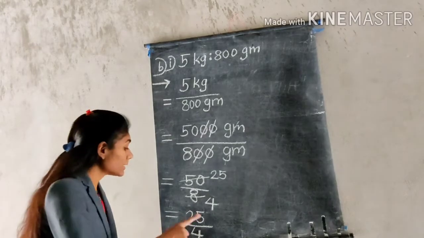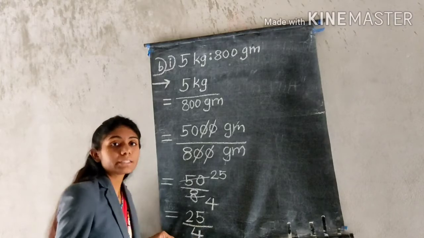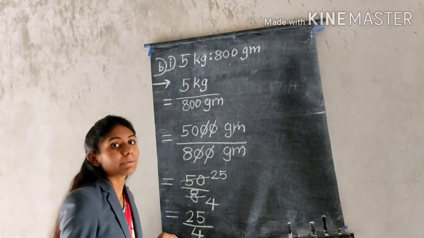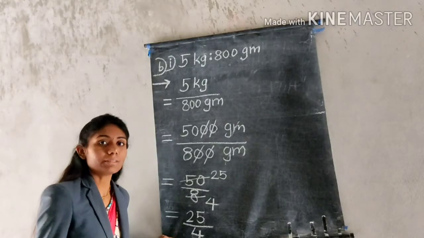Note that the ratio is a pure quantity. So it will not contain any unit along with it. So 25 upon 4 is the final answer.